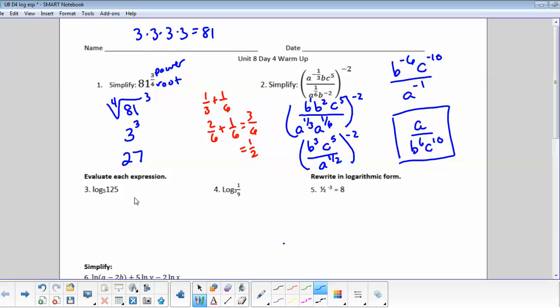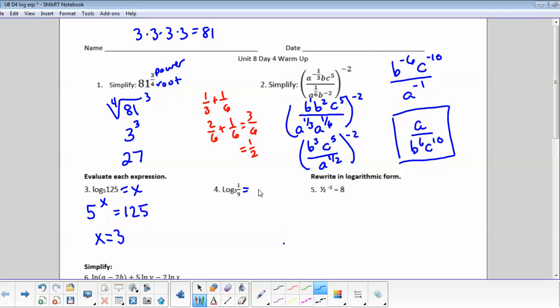All right, to evaluate a logarithm, you say that it equals x, and then you rewrite it as an exponential. The base of your logarithm becomes the base of your exponential. The answer of your logarithm is the exponent, and then this number goes over here, 125. So 5 to some power is 125. Well, I know it's not 5 to the 1st. 5 to the 2nd equals 25, so it's going to have to be bigger than that. So the answer is 3, because 5 to the 3rd power is 5 times 5 times 5, and that's 125.